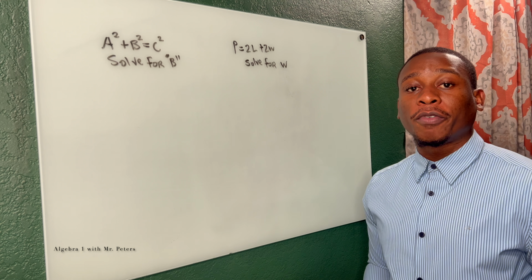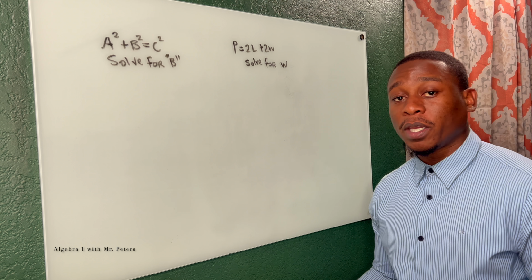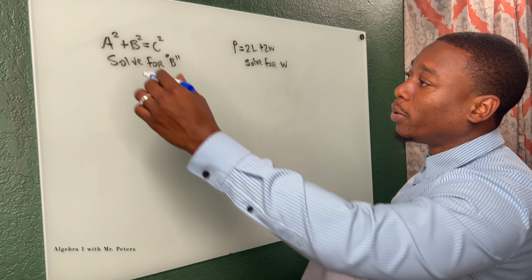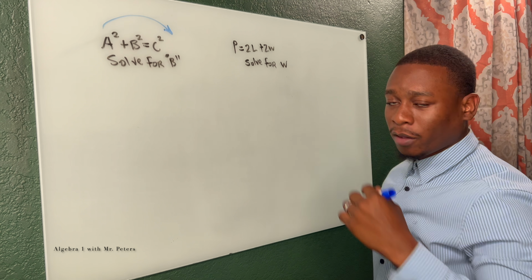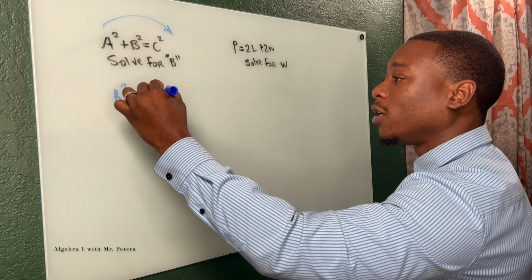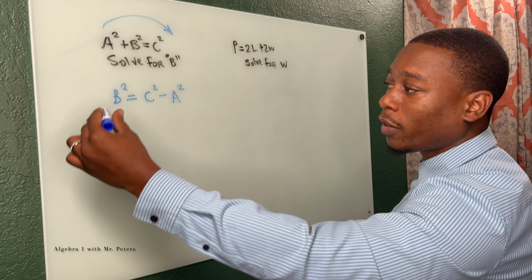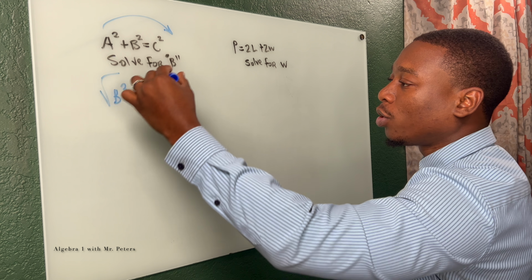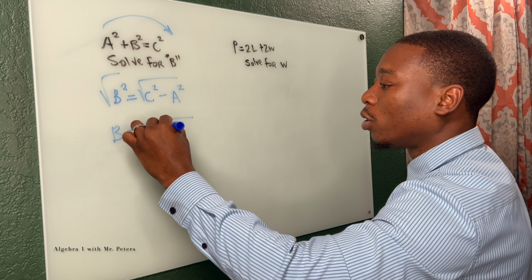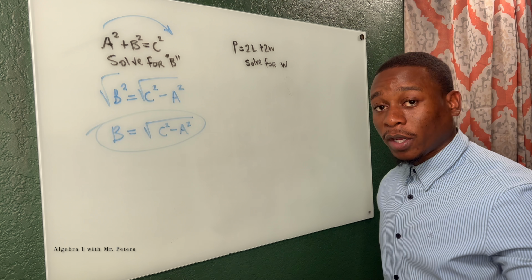Next part of this video, family, we're just doing an open response, right? Because all of these problems may not be multiple choice. So if they gave us this problem and they wanted us to solve for b, we would subtract our a squared term. So first step is b squared is equal to c squared minus a squared. Now to get rid of that exponent, we're going to take the square root, and now we're left with b is equal to the square root of c squared minus a squared, and this is our final answer.